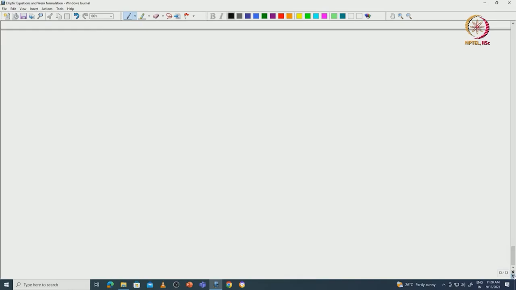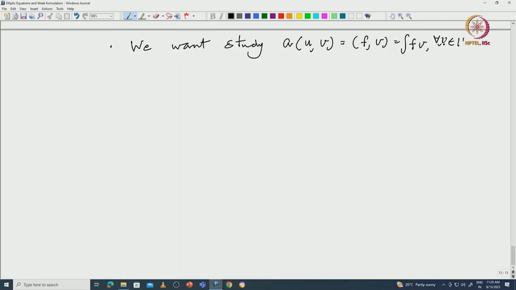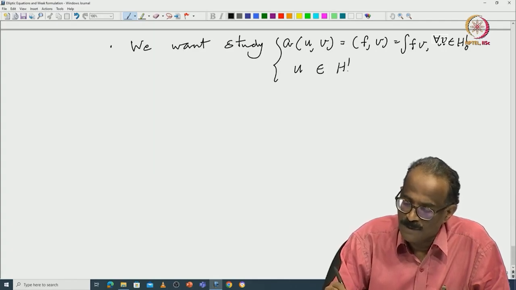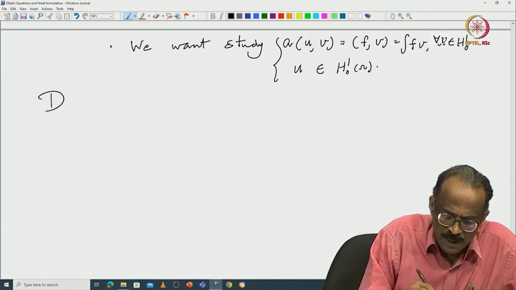So, let me do a couple of things more, maybe. Yeah, so it is a definition and then maybe I will stop since I do not have time. So, we wish to study A(u, v) equal to f(v). I will denote f(v) to mean the integral of f v. It can also be some other duality. I will make such remarks later, even for the L naught operator, and you want to find u in H naught. Keep that in mind. So, you have two definitions.